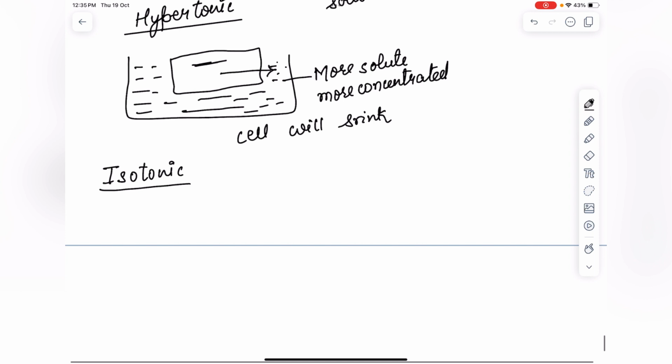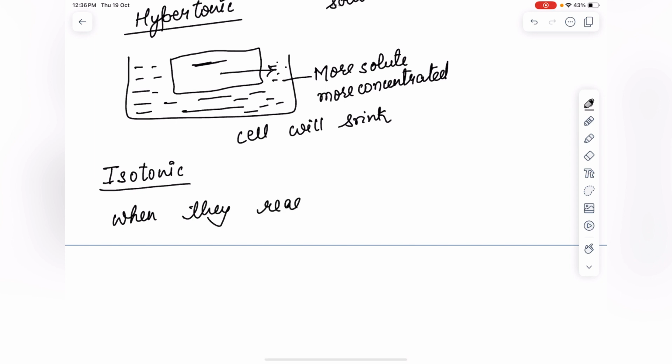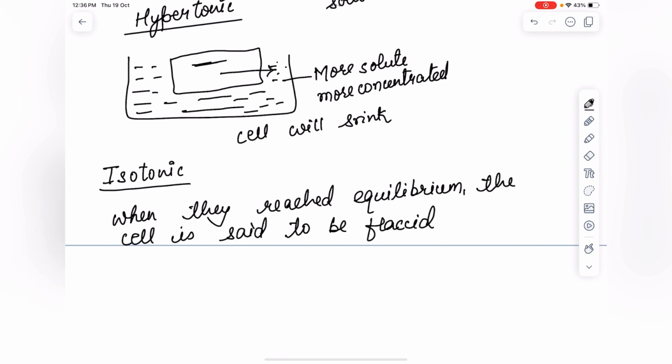And when the water flows in the cell and out of the cell and they reach equilibrium, the cells are said to be flaccid. Now we'll see what is plasmolysis.